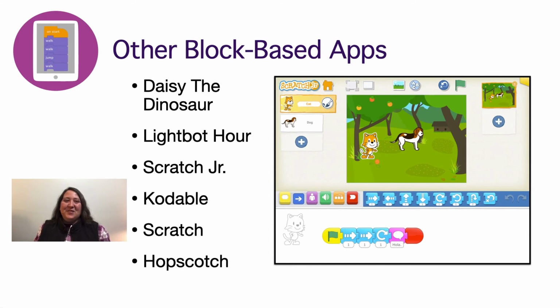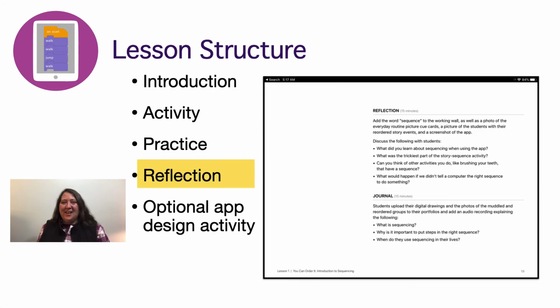You can also have students practice coding concepts with other block-based iPad apps like Daisy the Dinosaur, Lightbot Hour, Scratch Junior, Codable, Scratch, and Hopscotch. During the reflection part of the lesson, students can revisit the digital word wall and, using the actual coding terms, reflect on the activities that they did and the levels that they worked through in the app, as well as brainstorming other real-life activities that are also related to the concept, helping to solidify the student's understanding of the coding concept.